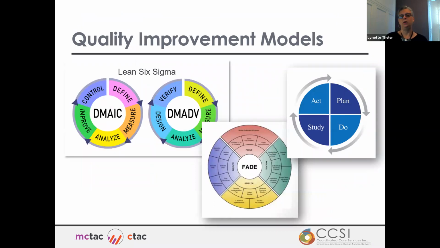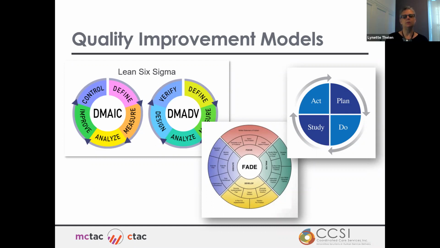So there's a lot of quality improvement models out there. We have a couple of versions of Lean Six Sigma. DMAIC, which is define, measure, analyze, improve, and control. DMADV, I'm not sure how to pronounce that one. There's actually even another one called DMEDI, which is very similar. So that's define, measure, analyze, design, and verify. And the difference between those two is if you're dealing with an existing process that you want to improve, which is DMAIC, or the other one is if you're implementing an all new process.